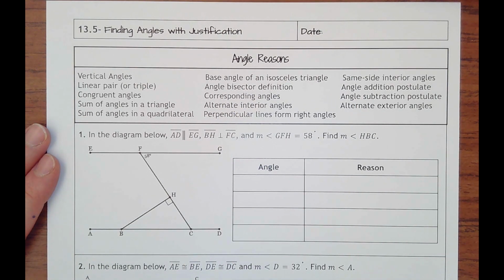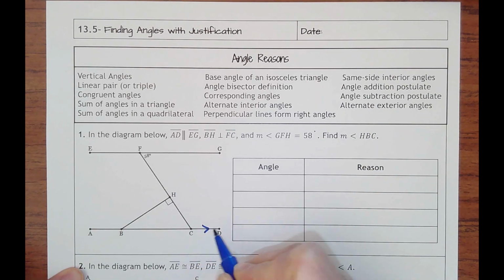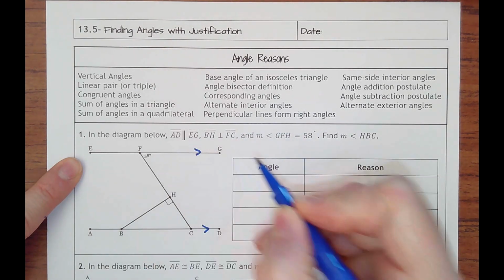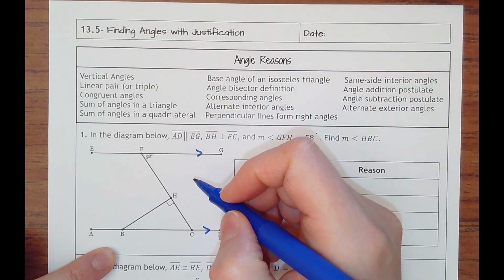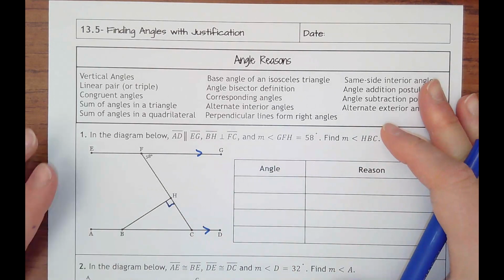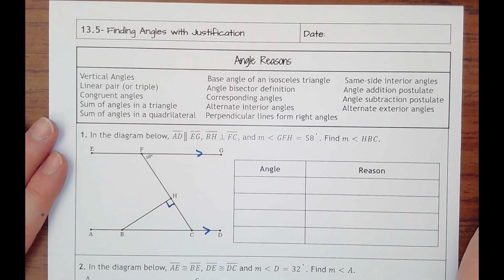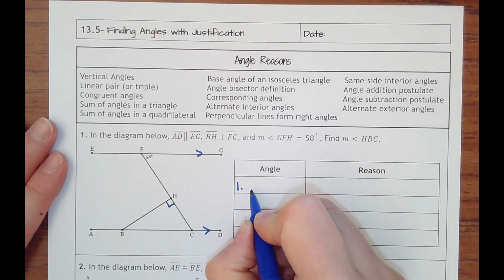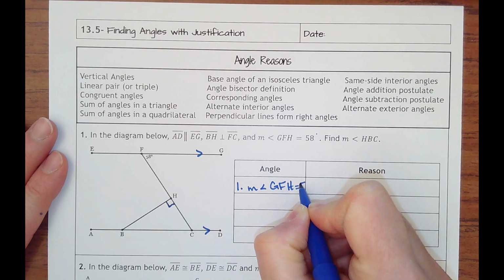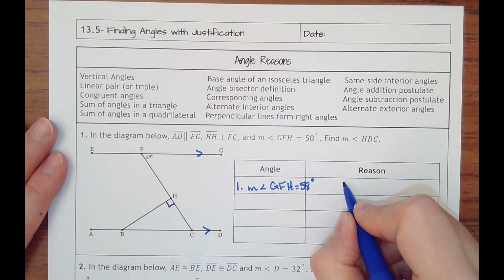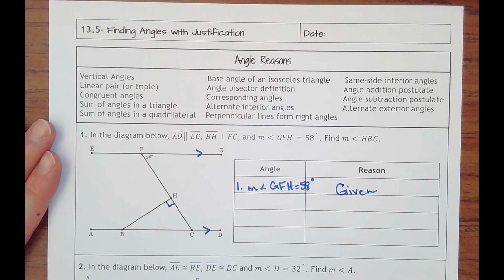So number 1, it tells us that AD is parallel to EG, and so AD would be this line, EG would be this line, so I'm going to make my arrows there, and line BH is perpendicular to FC, so that's why we have a 90 right there. Then it also tells me that the measure of angle GFH right here is 58 degrees. So that's actually the first thing I'm going to write down, and I'm going to put step 1. The measure of angle GFH is 58 degrees. You got to write kind of slow. And then the reason is it's given to us. We didn't have to do any work to get that.